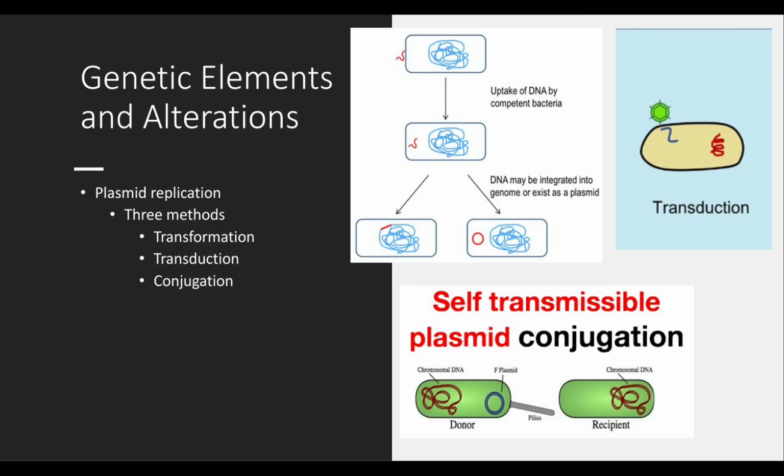So they have 3 methods on how to replicate themselves. The first one is transformation. Transformation is as simple as bacterial cells taking up another bacteria's DNA. They incorporate it inside, and then through binary fission it will become other new cells. But the new DNA either incorporates into the cell's DNA or becomes a separate plasmid. So it's up to it.